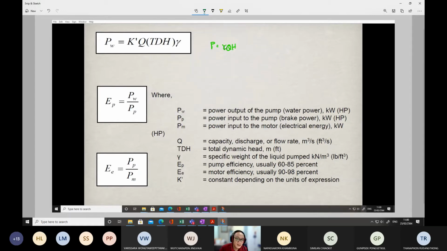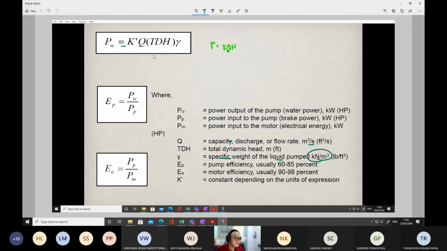We can simply write like this. Gamma is the specific weight of the liquid, so it is normally expressed in terms of kilonewtons per cubic meter. Q is definitely the flow rate or the capacity; for the SI unit, Q is in cubic meters per second. This is not an empirical formula, okay? This is a homogeneous equation.